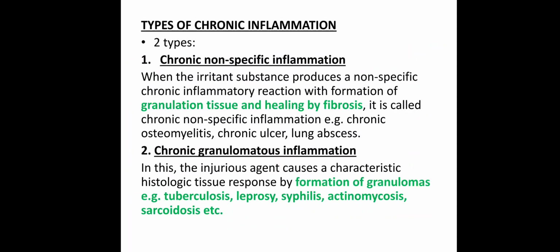Types of chronic inflammation: two types, chronic non-specific inflammation and chronic granulomatous inflammation. Coming to chronic non-specific inflammation, when the irritant substance produces a non-specific chronic inflammatory reaction with formation of granulation tissue and healing by fibrosis, it is called chronic non-specific inflammation. Examples are chronic osteomyelitis, chronic ulcer, lung abscess. Then comes the chronic granulomatous inflammation. In this, the injurious agent causes a characteristic histologic tissue response by formation of granulomas, for example tuberculosis, leprosy, syphilis, actinomycosis, sarcoidosis, etc.